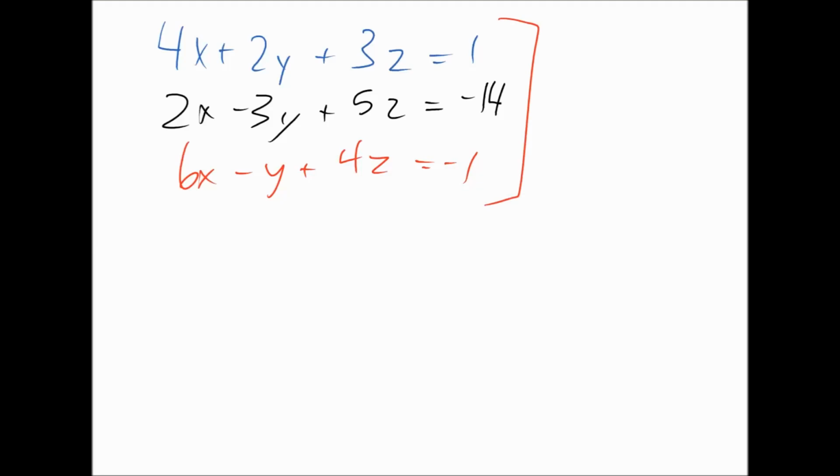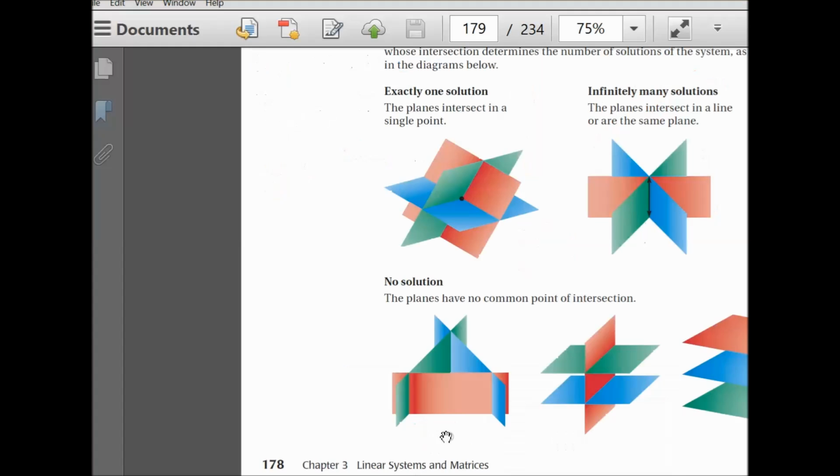If we have three of these, they are three planes, and when we want to find the solution, there are a few different things that can happen, because we want to find out what x is, what y is, and what z is. So we get an ordered triple. When we're used to seeing an ordered pair, x, y, we're actually going to get an ordered triple as a solution. And it can look like this.